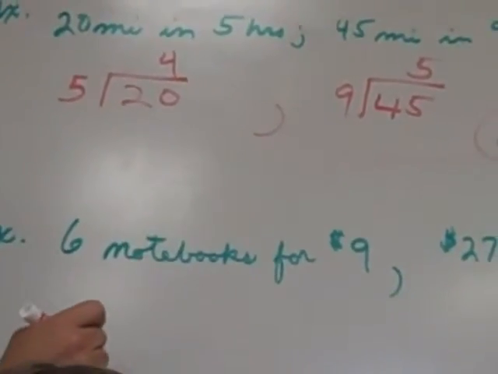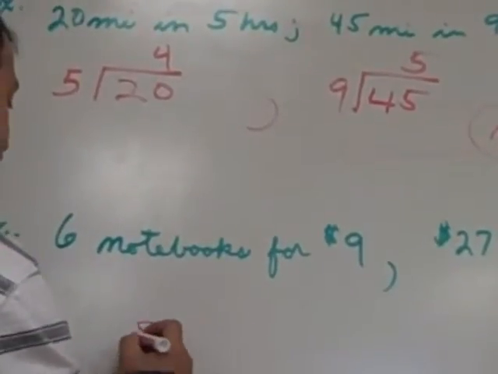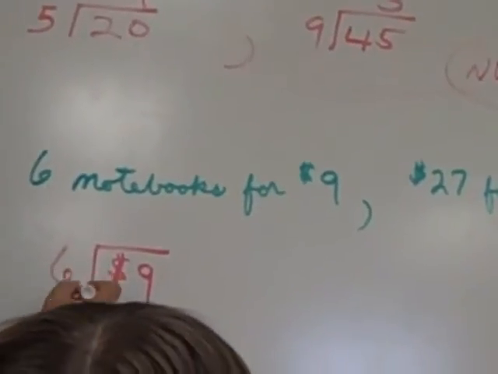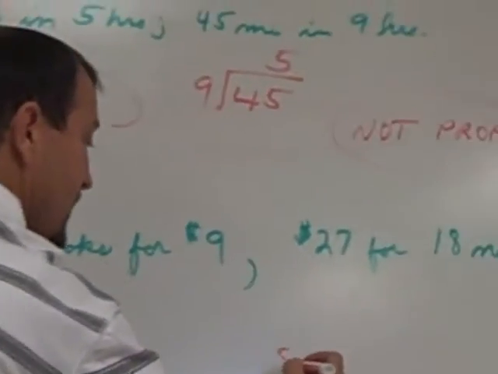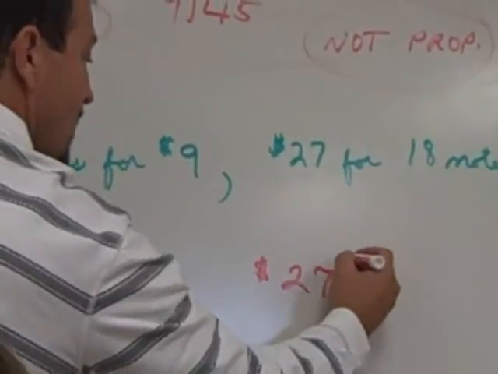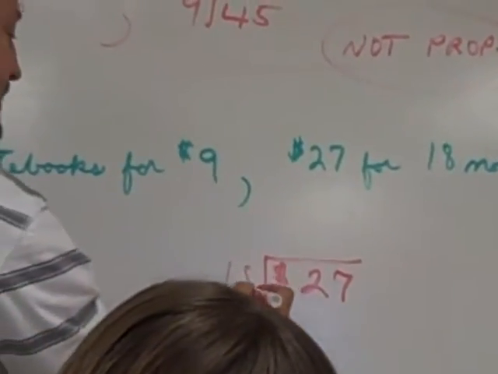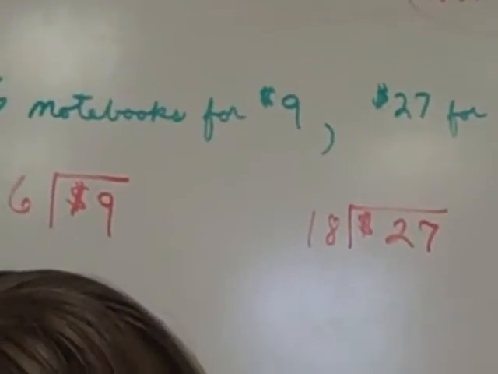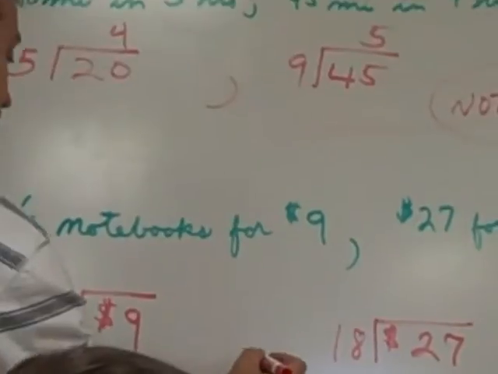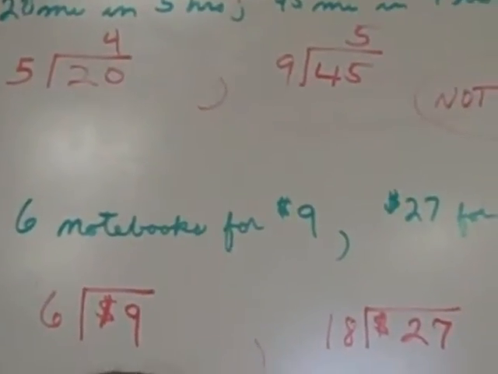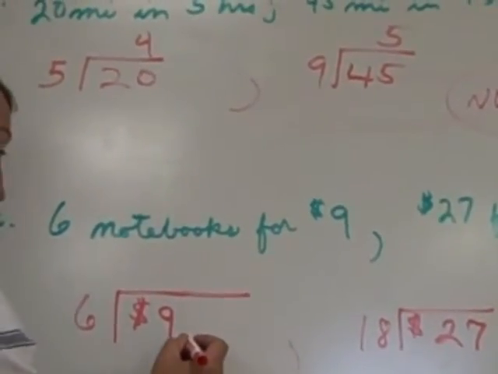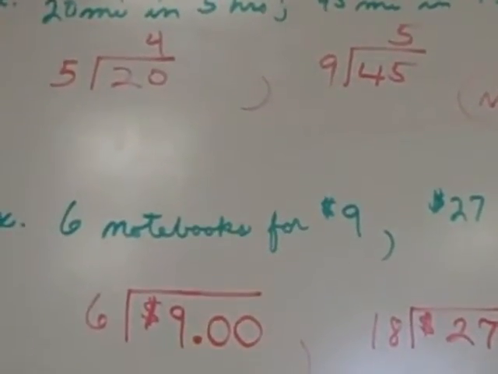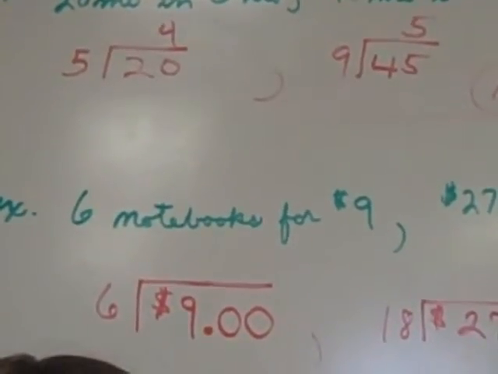What is this one? Money. So what do we have? $9 divided by 6 notebooks. And over here it's going to be $27 divided by 18 notebooks. All right. Now I don't like this one already. How come? I want it to look like real money. So what do I put in there? Decimal 00, make it look like real $9.